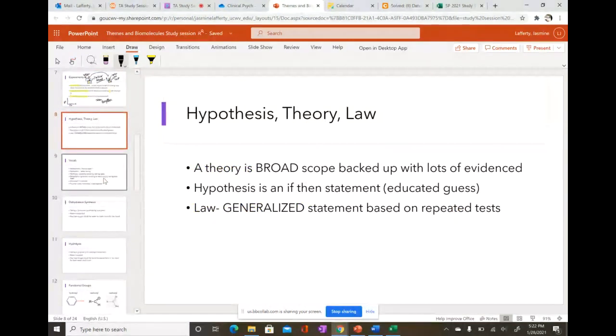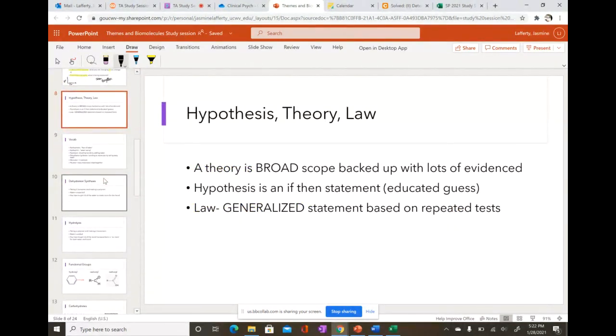All right. Now moving on to hypothesis, theory, and law. My best advice for this is to word associate everything. So a theory is broad. A theory is the biggest one. A broad scope and is backed up with a lot of evidence. On the flip side of that, a law is generalized, and it is based on repeated tests. So still a lot of evidence, but not as much as a theory, per se, has. So a law is kind of general. Now, a hypothesis is a single if-then statement.